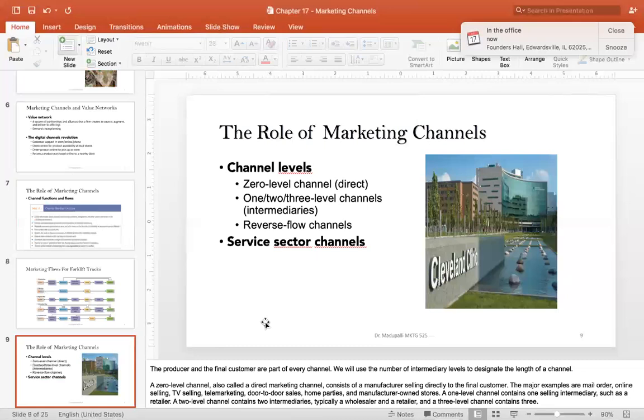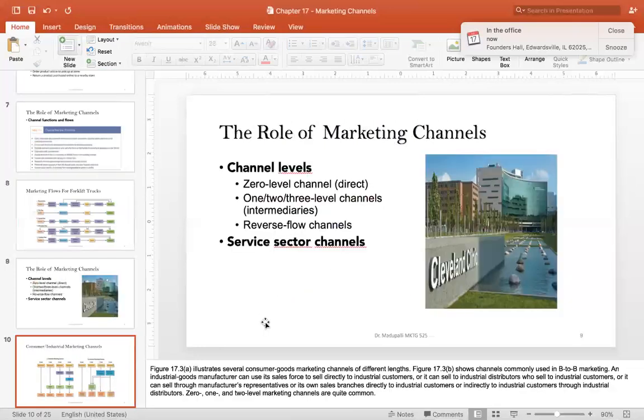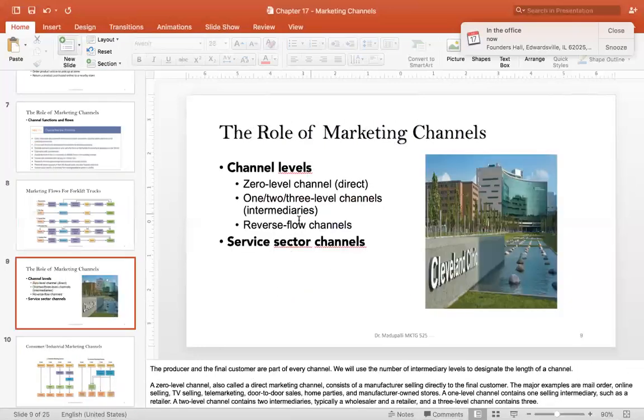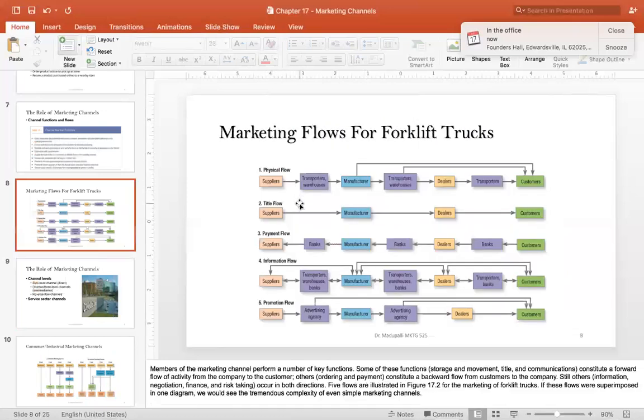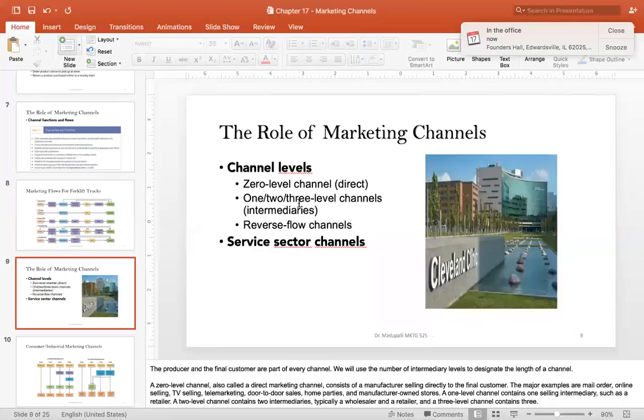There are different levels of channel levels. We will see that in a moment. There are different channels, like zero level channel. They are your direct channels, meaning you produce, you sell. That's it. Okay. 1, 2, 3 level channels, intermediaries. You have a retailer and a wholesaler, or retailer, wholesaler, and agent, somebody. Sorry. And the reverse flow channels.